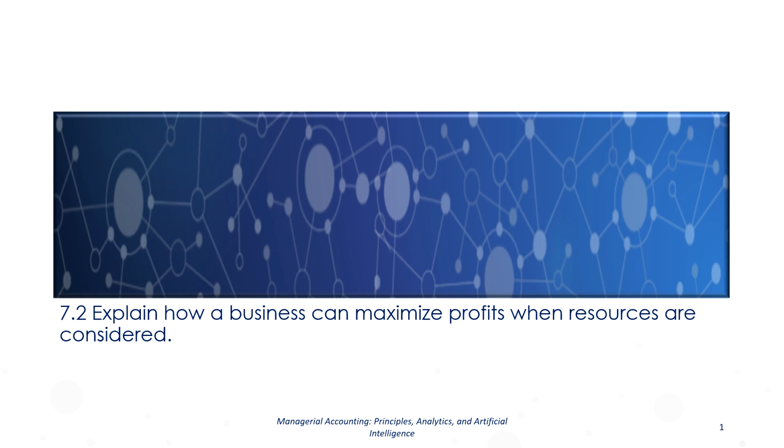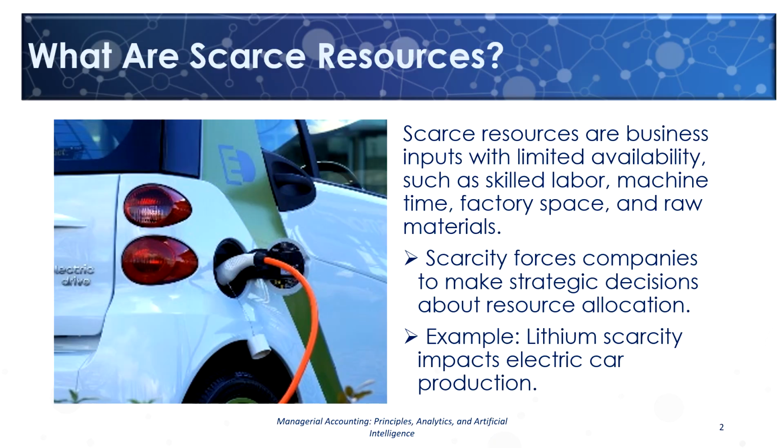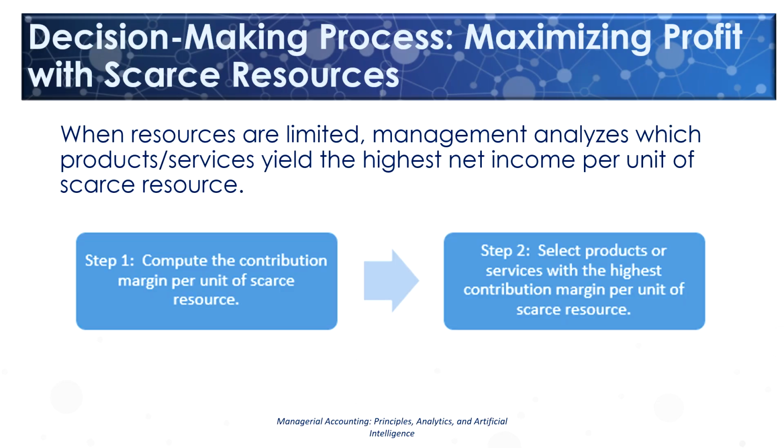Now we move into section 7.2, maximizing profits when resources are constrained. Scarce resources are business inputs with limited availability. Examples include skilled labor hours, machine time, factory space, or raw materials. When a resource is limited, businesses must allocate it to the products or services that generate the highest profit per scarce resource. Here are the steps to maximize profit when resources are limited.